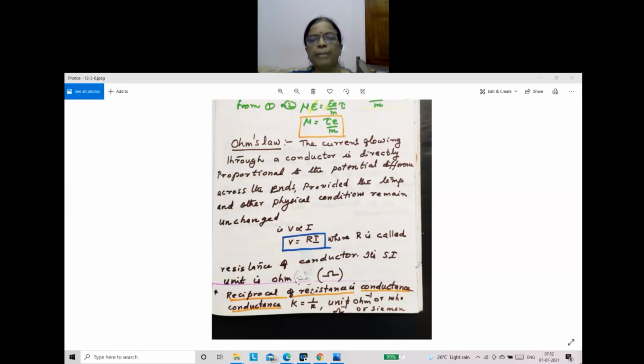Do you know what the reciprocal of resistance is? Reciprocal of resistance is conductance. So its unit will be ohm raised to minus 1, or it is also known as MHO. M is written first, MHO, the inverse of ohm. Conductance is 1 by R, so ohm raised to minus 1, or Siemens. It is named after the scientist Siemens.